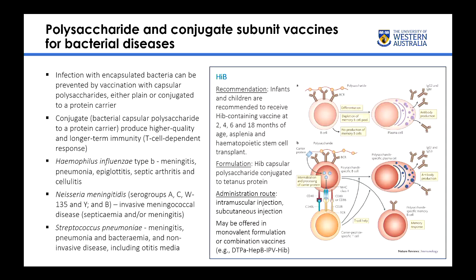So conjugated to tetanus protein, and when we look at polysaccharide only, if you remember that table, it was at 4 years of age. So by then, children can mount a better response to polysaccharides, and it is not necessarily conjugated. Maybe offered again in a monovalent formulation or in combination with other vaccines.